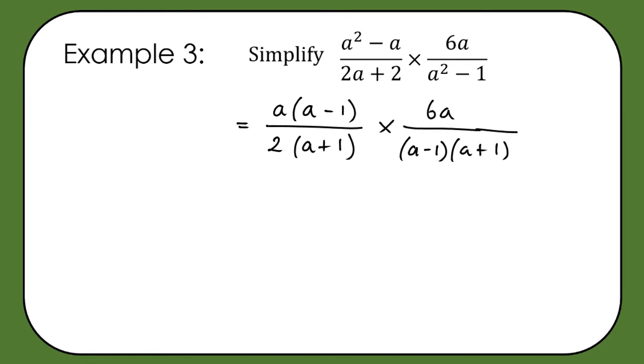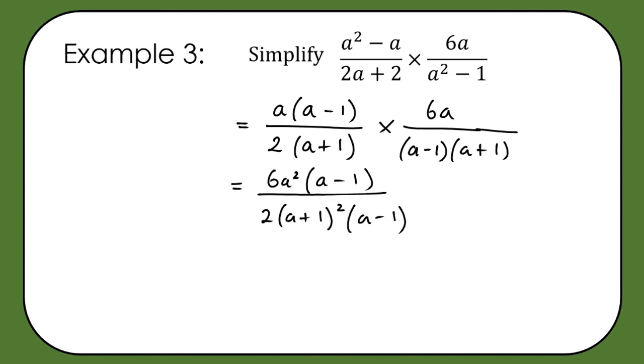Okay, so again, you might want to do some cancelling down at this point. You might want to put the fractions together first. I'm going to put them together first, so I'm going to do the a times 6a, so that's 6a squared, and we have that times a minus 1. On the denominator we have 2 times, now we've got a plus 1 times a plus 1, so we're going to have a plus 1 squared, and we've also got a minus 1.